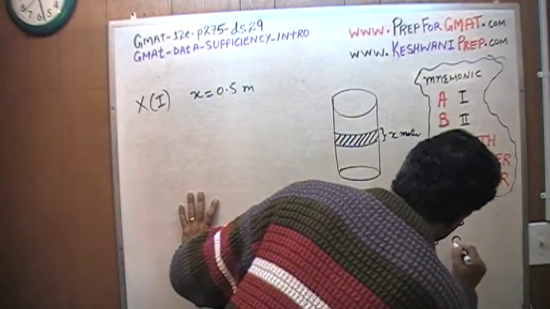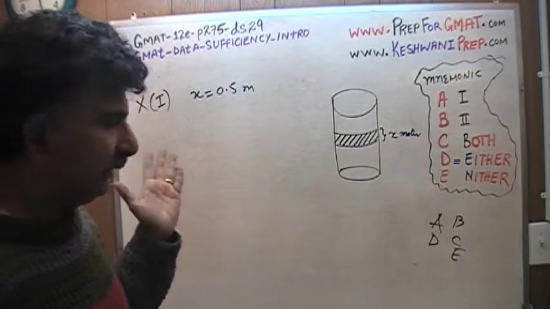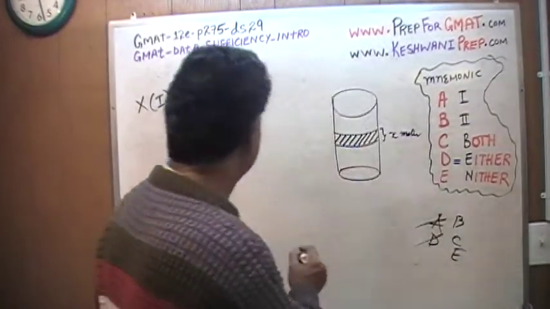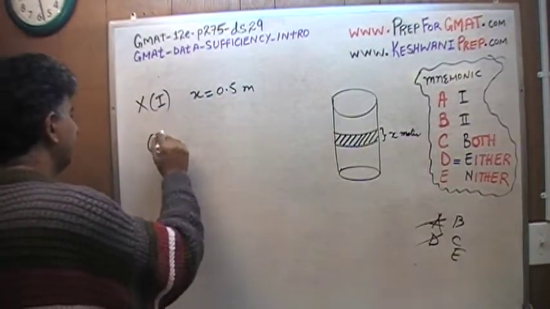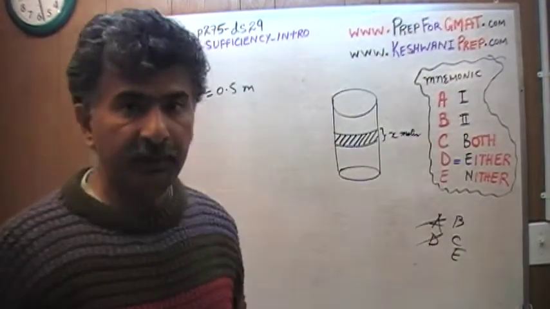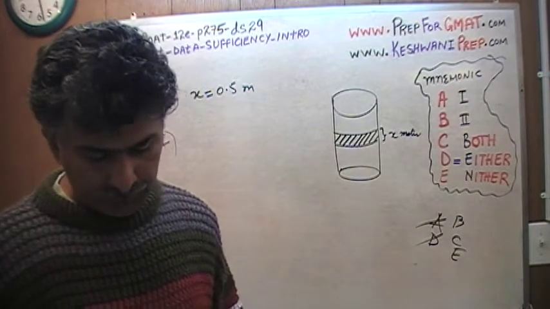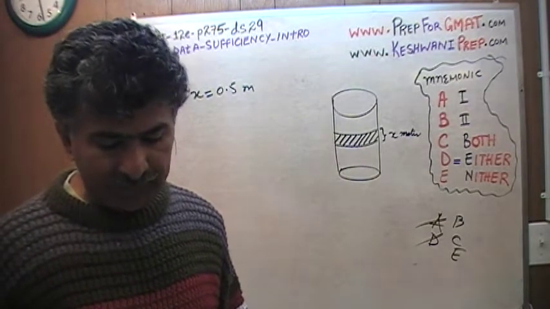AD, BCE. Since the first statement by itself is not enough, we know that the answer cannot be A or D. Let's look at the second statement. Perhaps the second statement will give us, since we already know how wide it is, either the radius or the diameter or the circumference itself. The second statement tells me the height of the tub is 1 meter.